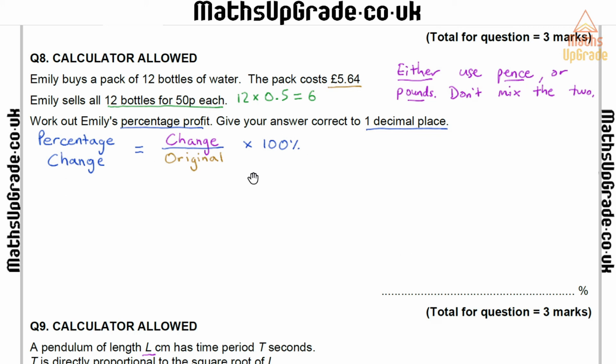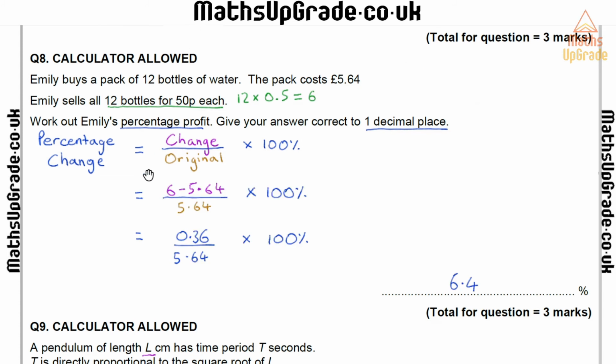Here's the formula we need again. The percentage change is a change as a fraction of the original, and then convert that into a percentage by multiplying by 100. So the percentage change is £6 minus that £5.64 divided by the £5.64 original amount, and then times that by 100, and you get 6.4% to 1 decimal place. And that is your 3 marks for that question.